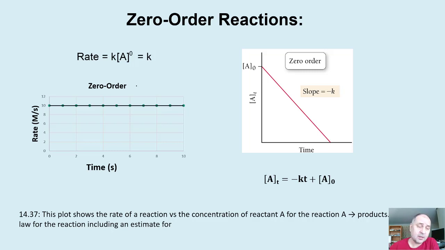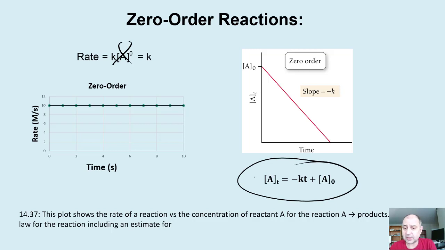That's the easiest one. If you have a zero order, that means the rate is independent of the concentration of your reagent. And so the rate simply becomes k. The rate is equal to k. And then therefore the concentration of A versus time is linear, and the slope is equal to negative k, and so our integrated rate law is simply the concentration at time t equals negative kt plus the initial concentration. So very, very simple, not really worth mentioning.